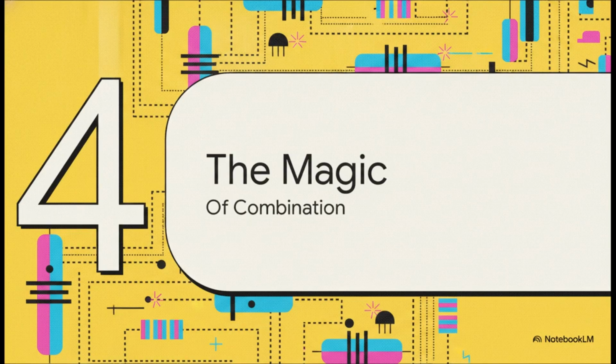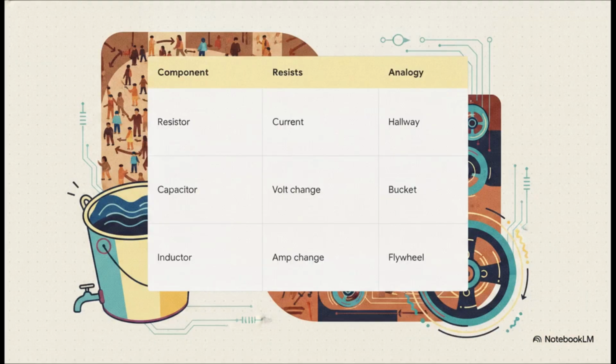Section 4, the magic of combination. So on their own, these components pretty much do one simple job. A resistor pushes back on current constantly, no matter what, just like trying to walk through a crowded hallway. A capacitor pushes back only when the voltage is changing, basically storing charge like a bucket. And an inductor pushes back only when the current is changing, acting like that heavy magnetic flywheel.